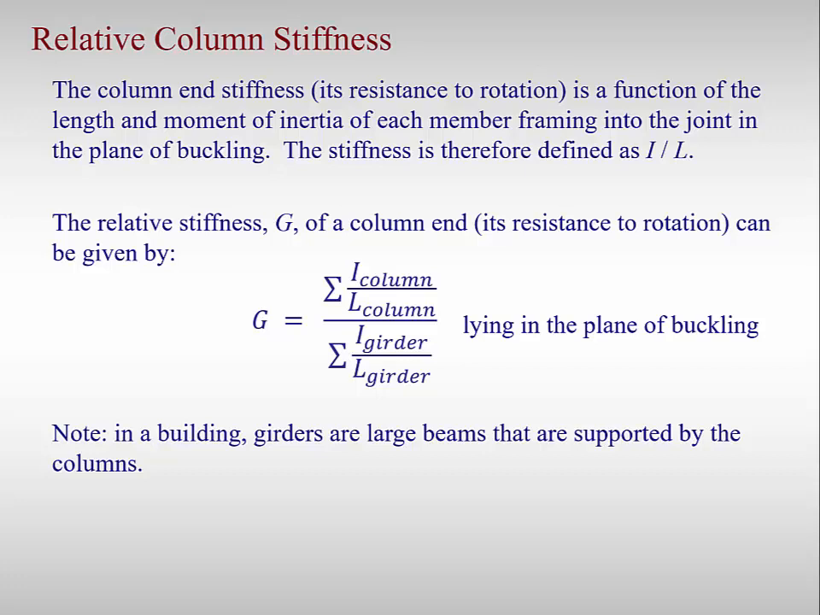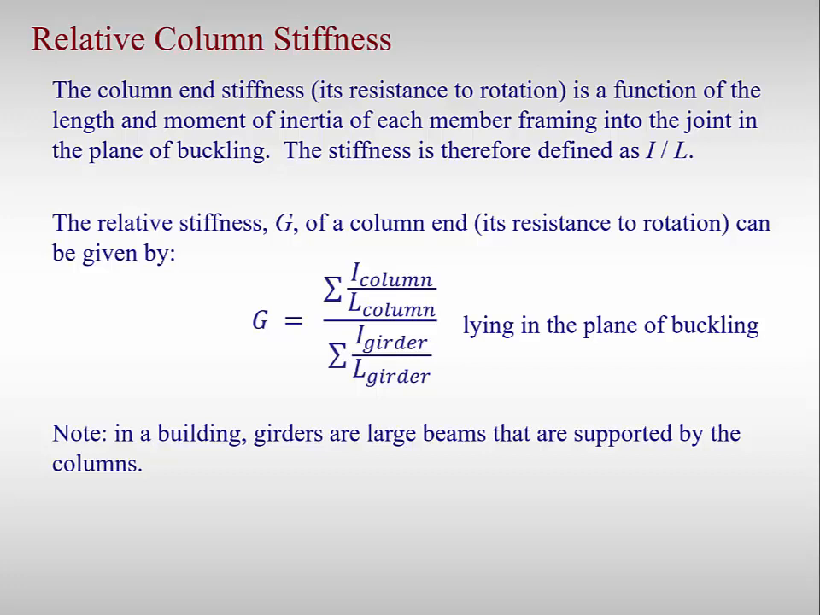In general, the bending stiffness of the member is given as its moment of inertia times the modulus of elasticity divided by the member length. Since the modulus of elasticity is the same for all steel members, or 29,000 ksi, the member bending stiffness reduces to the moment of inertia divided by the member length. To get a measure of the relative stiffness, we sum the stiffnesses of the columns framing into the joint and divide by the sum of the stiffnesses of the beams or girders framing into the joint. This gives us the relative stiffness since it is a ratio.